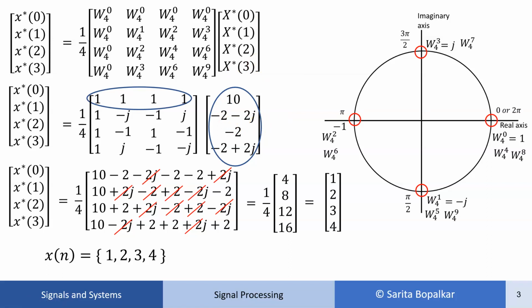So whenever you are solving using this method, remember this thing: the input given to you is x of k. So when you are writing here, you have to take x star of k and then do the matrix multiplication. Then you will get x star of n, and to get x of n, you have to take its complex conjugate. So this is the way we are finding the inverse DFT.